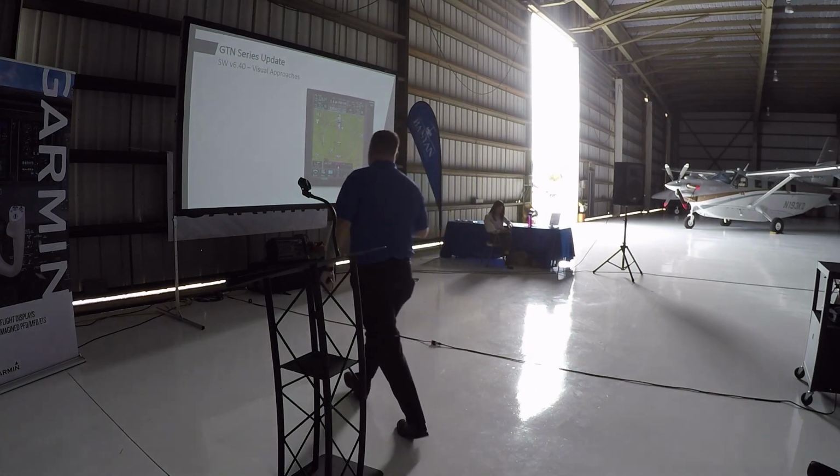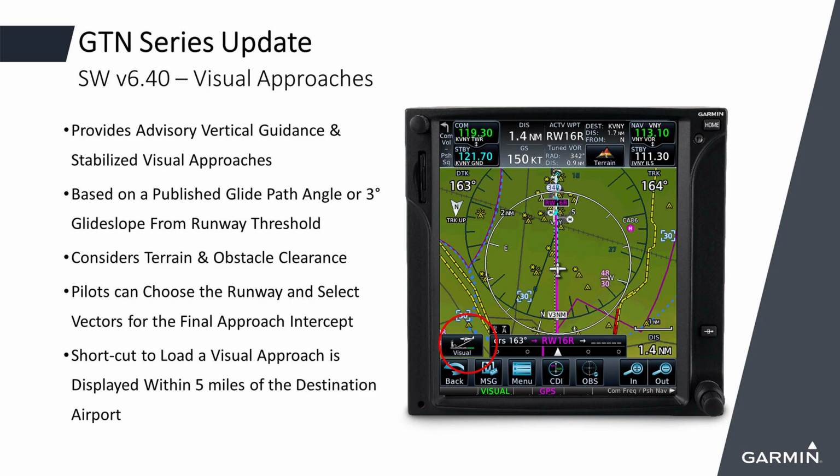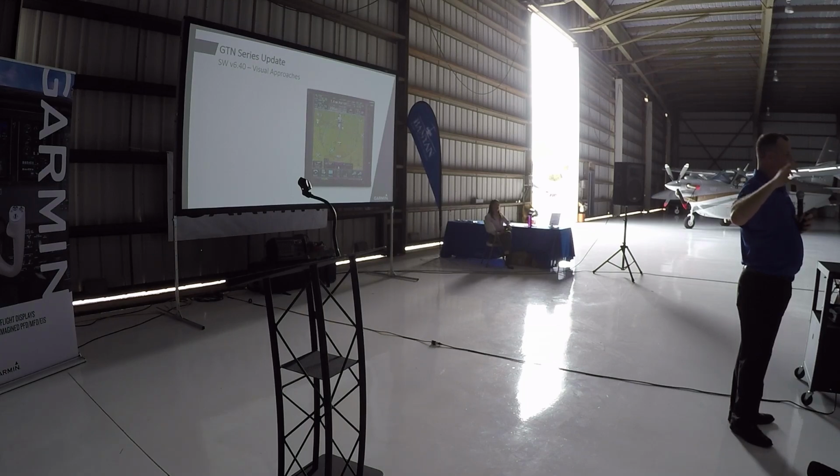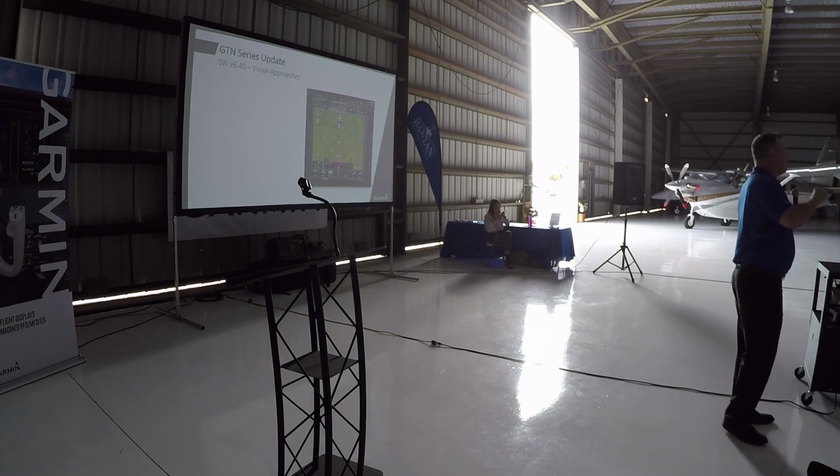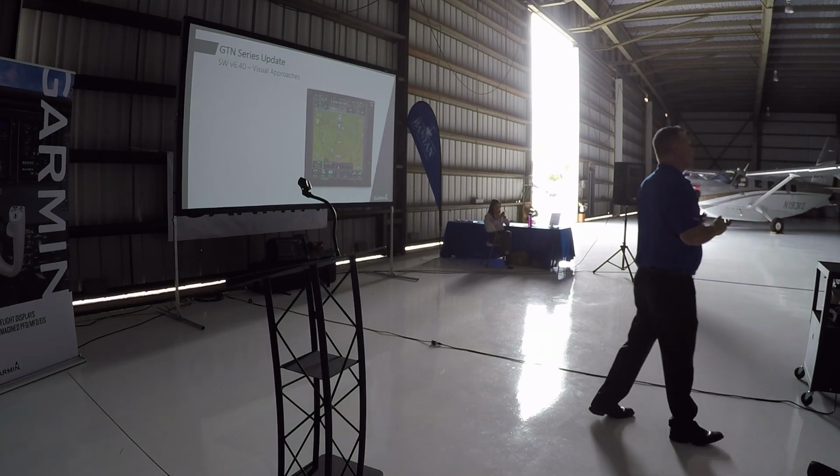Okay. So we've also added visual approaches with the latest system software. It's actually 6.41, this is showing 6.4, but the latest system software on the GTN, we've added a new set of approaches to the approach library. You know, normally when you go on the GTN, you pull up the ILS approaches first, the VOR, then you have the LPV WAAS approaches. This adds new visual approaches on the bottom of the approach library.